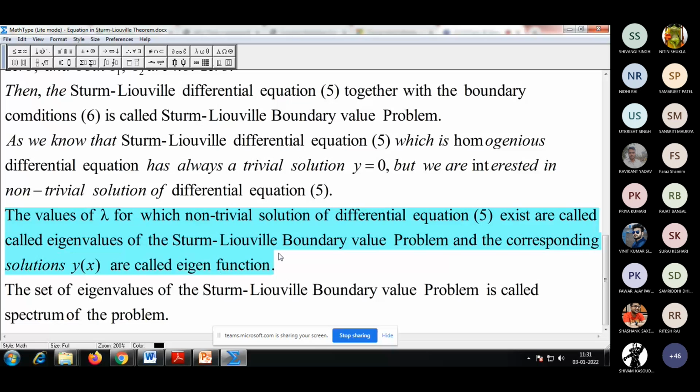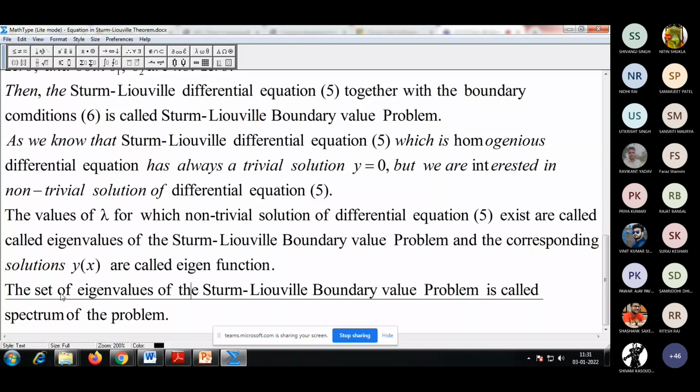And the set of eigenvalues of the Sturm-Liouville boundary value problem is called the spectrum of the problem. So this is the whole theory behind the Sturm-Liouville boundary value problem. It means our goal is just to find the eigenvalues and then the corresponding eigenfunctions.